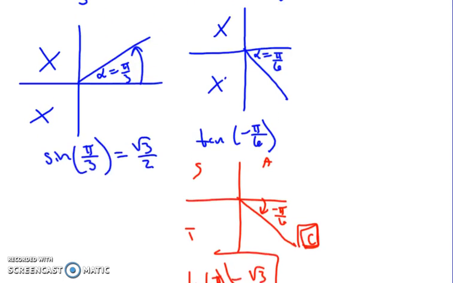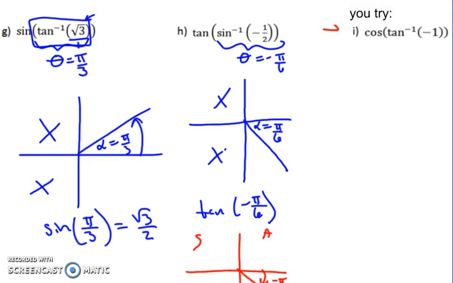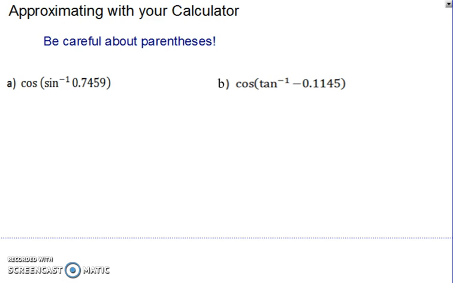Then I'm going to have you try this next one, which looks a lot like the one we just did. If you've done it correctly, then you should have a positive root 2 over 2, and you should figure out that this angle measure eventually is a negative pi over 4. So try that one out, see if you can get it.